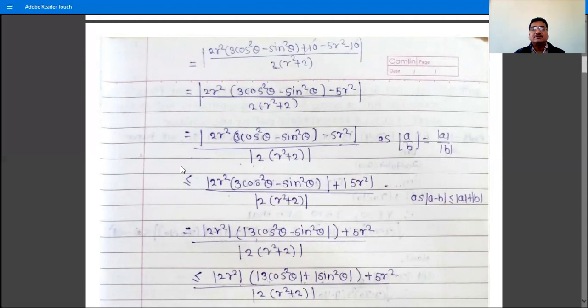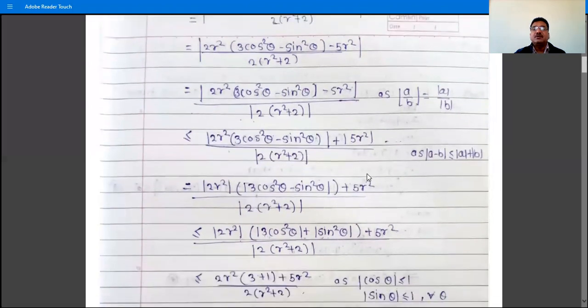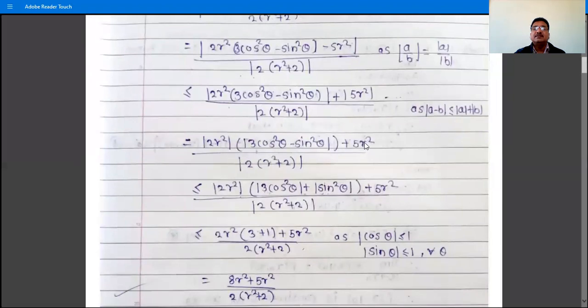And then separate the mod, and the sign is less than or equal to. Then it is equal to, because |a·b| is |a| into |b|. So separate the mod, and then |5r²| is 5r², because r² is a positive quantity and 5 is positive, so no need to write the mod. Then |2r²|, and again |a − b| is less than or equal to |a| + |b|. By using that, the sign is less than or equal to, same. So this is plus 5r² divided by 2r² + 2.